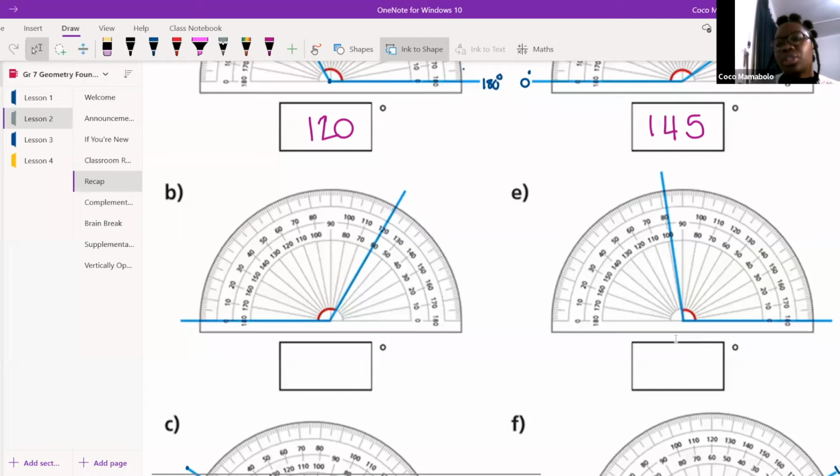Oh, Nomaklubi wanted to take a screenshot. Nomaklubi, stay till the end of the lesson. I will move wherever you need me to move so you can take a screenshot. Okay.